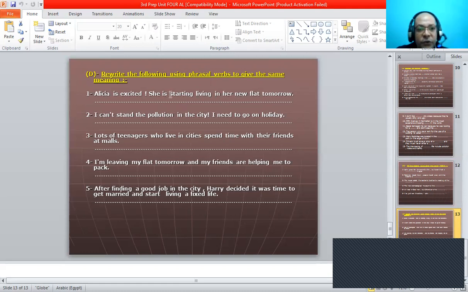So I remove starting living in. Number 2: I can't stand the pollution in the city. I need to go on holiday. What do I remove? I remove go on holiday and put get away. So I can't stand the pollution in the city. I need to get away.